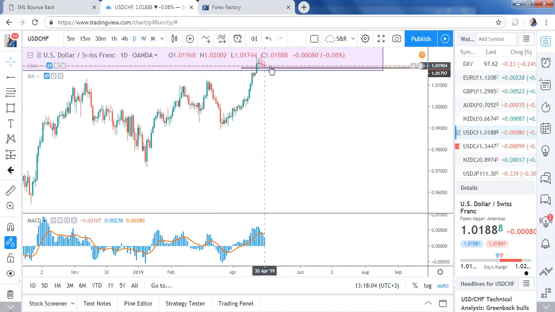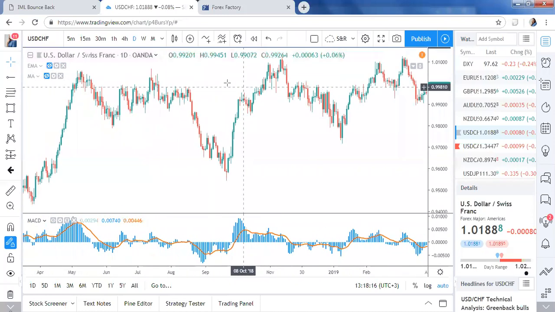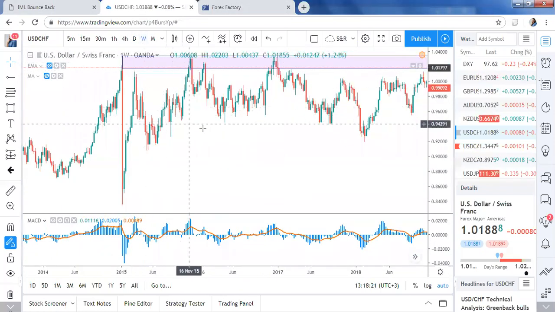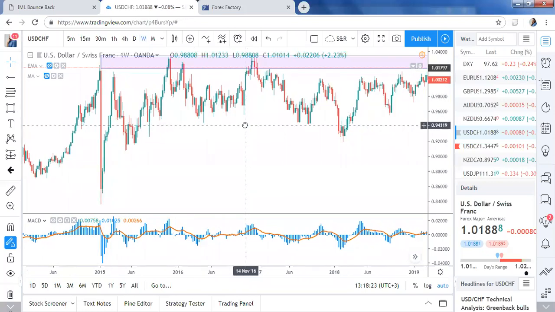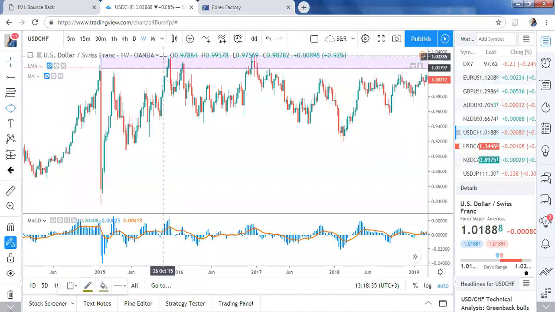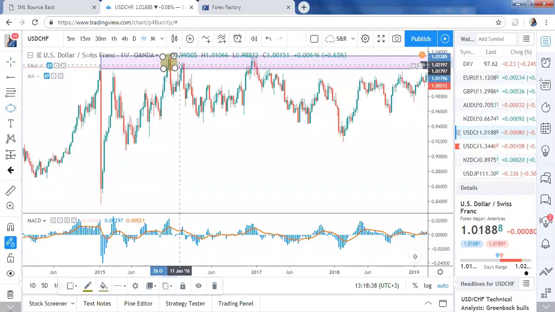My only concern about here is that the sellers are not really that strong as yet, right? So I won't just go ahead and sell, because if we go back to the weekly time frame, every time price comes up in this area, what happens? We see a strong reaction from the sellers, right? Everybody should be able to see this. This is resistance here, right? We see a strong reaction there, right?